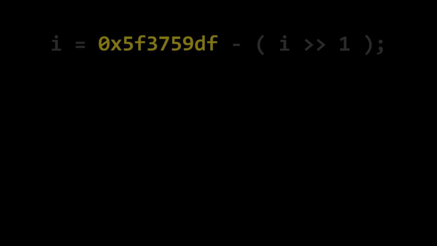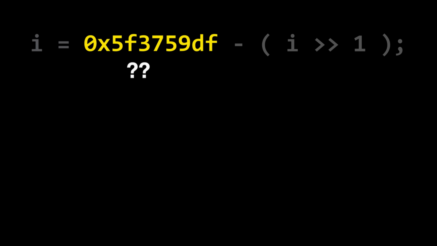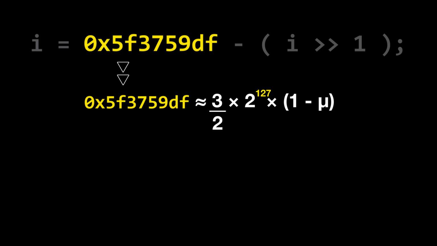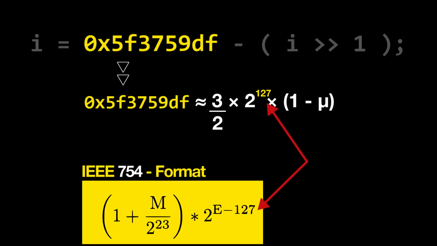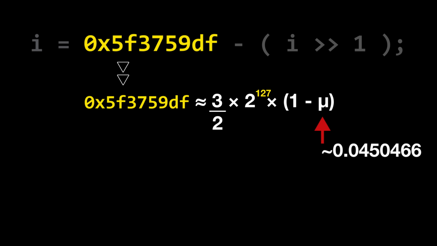Now you might be wondering, where does this hexadecimal constant come from? Through empirical findings, this constant is approximately 3 over 2 times 2 to the power 127 times 1 minus mu, where 2 to the power 127 relates to the IEEE 754 exponent bias 127, and 3 over 2 comes from the mathematical derivation of that format. And mu is a small adjustment factor chosen to minimize error across the range of all possible inputs.